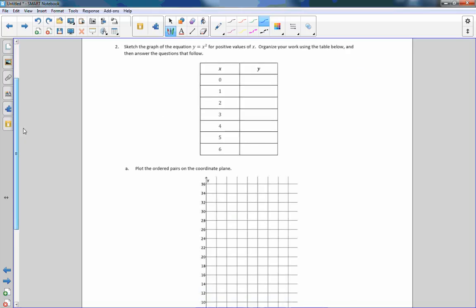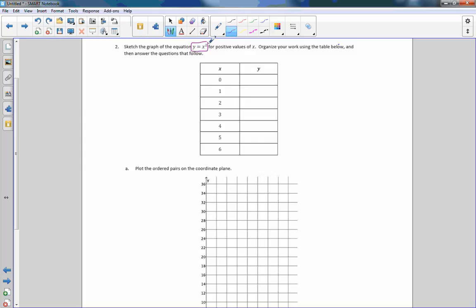Number 2, sketch the graph of the equation y equals x squared for positive values of x. Organize your work using the table below and answer the questions as follows. So before I start this, I'm going to focus on this equation. And I see that the x has an exponent of 2. And if it is linear, then x can only have exponents of 0 or 1. Otherwise, it is not a line. So that is what I need to keep in mind here. So when I plug in x, I should find my y.